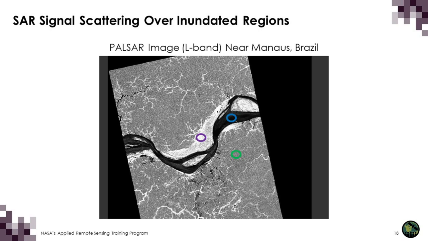So the striking part about this image is that in some areas you cannot see the specular scattering from the river because it's either too small or it's covered by vegetation, but you can still see its extent through flooded vegetation because the signal is penetrating through the vegetation canopy and double bounce is occurring. And this level of detail in detecting flooded vegetation is truly unique to radar. It's not something that you can detect with optical images.